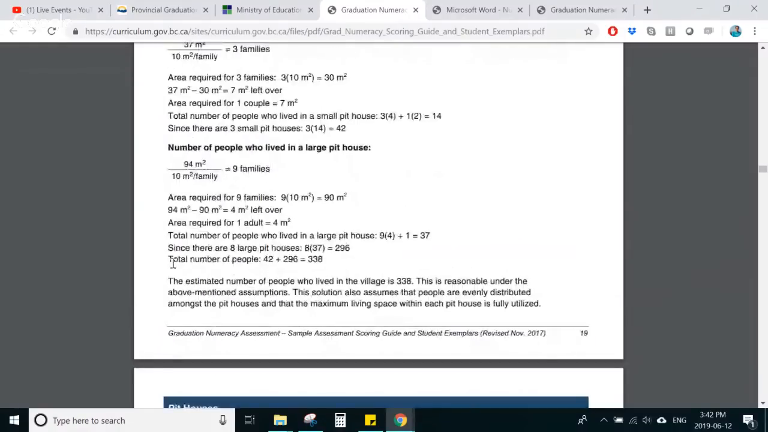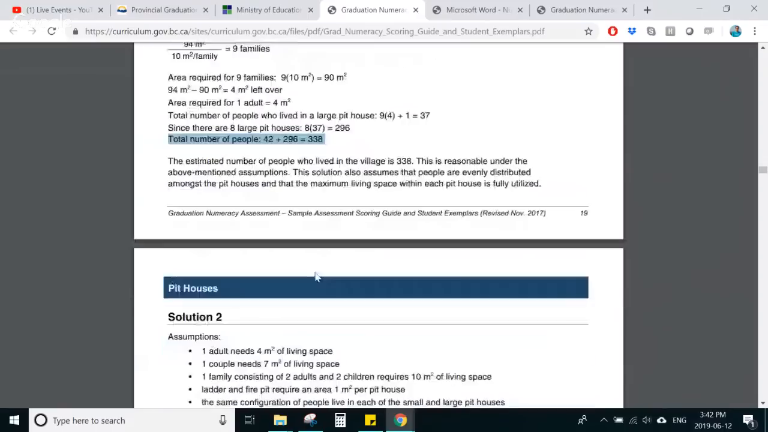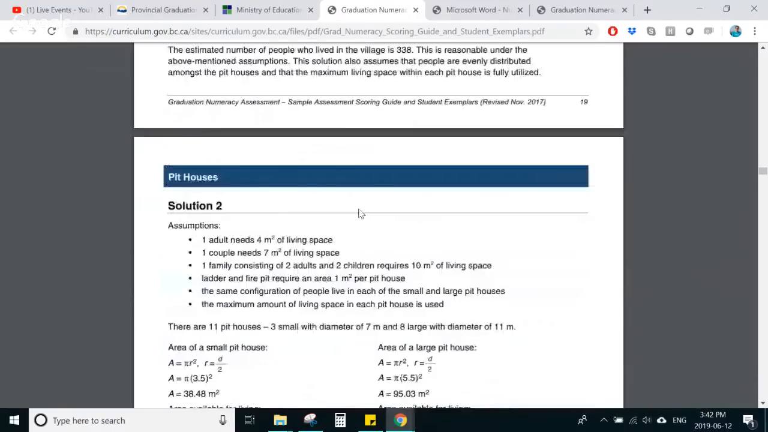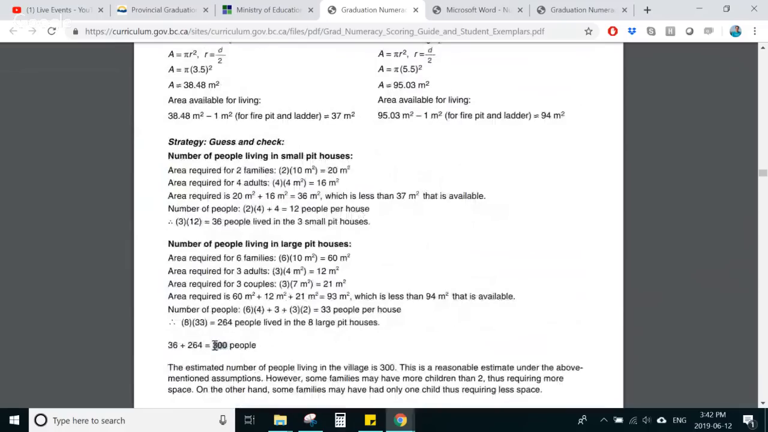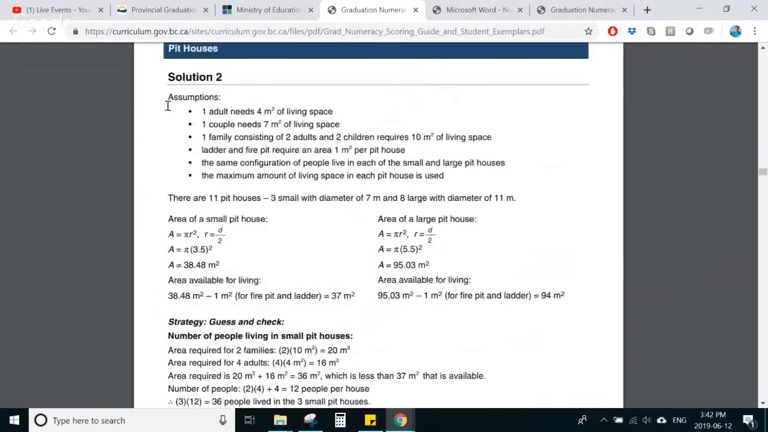Okay, so here the total number of people is 338. If you got a different number in the acceptable range, for instance, this person did their calculation and they came up with 300 people, it would be equally correct. Obviously, it's not the exact same answer, depending on the assumptions that they made at the beginning of the problem.